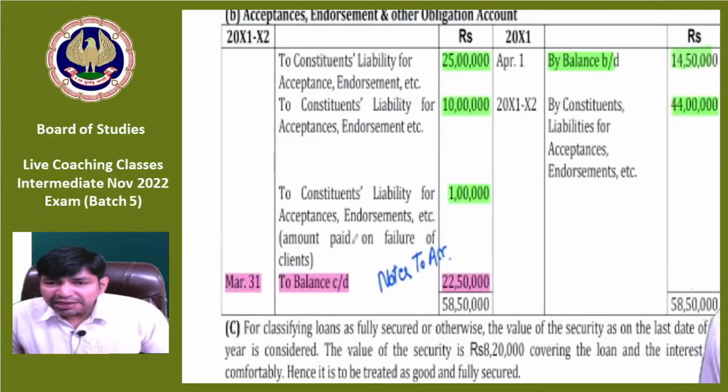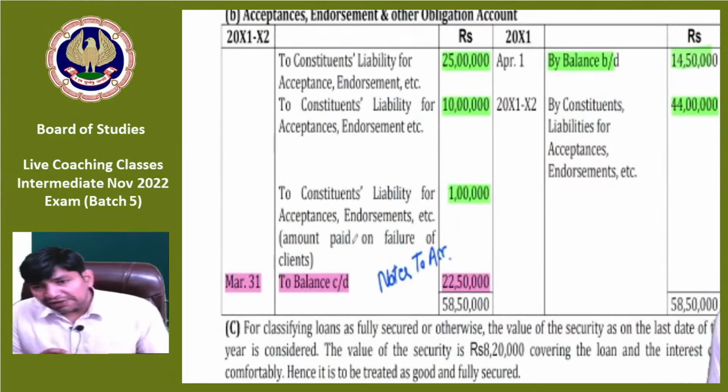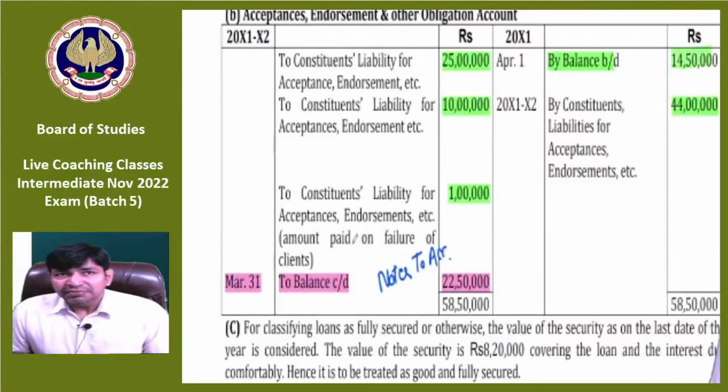Sir, the client paid 10 lakh, then why does liability arise? He failed to pay 1 lakh only out of 10 lakh. No, beta. 10 lakh is different and 1 lakh is different. Okay, beta? Okay.